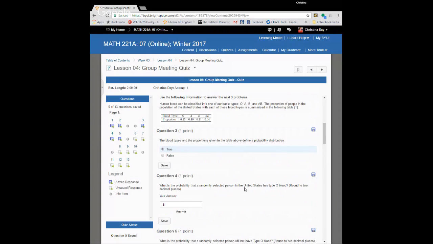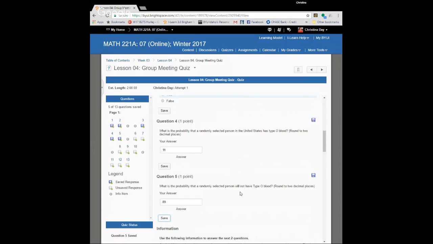The blood type and the proportions given above define a probability distribution. So I just didn't know if what they're asking for... what is the probability that a randomly selected person in the United States has type O blood? So it's not 1 out of 4 because, as we discussed, it's got a higher percentage. Do you know what I'm saying? Yeah, maybe. Am I way off? No, it makes sense. So I think it's just that 0.89 is the probability of it being one or the other.